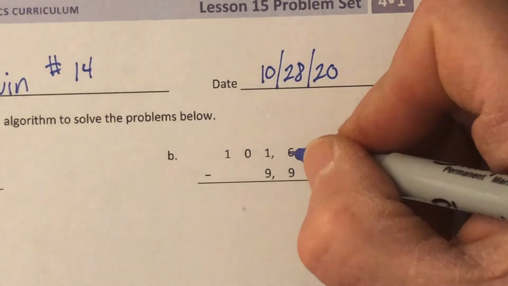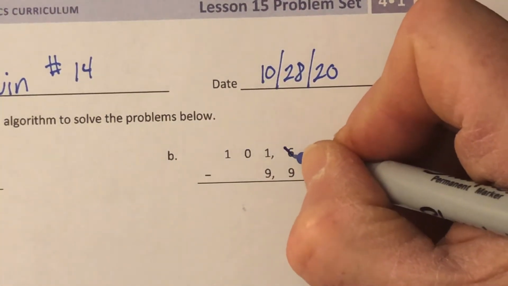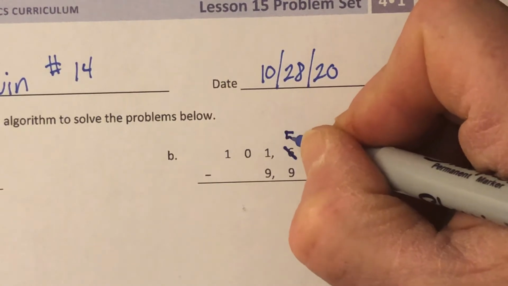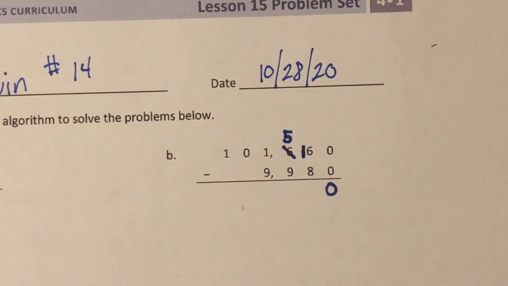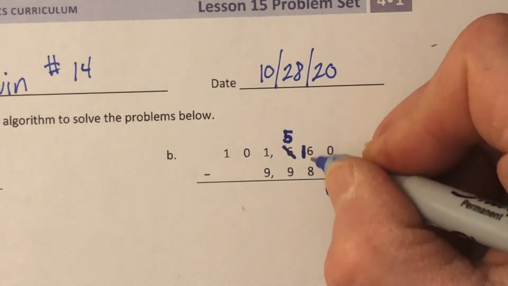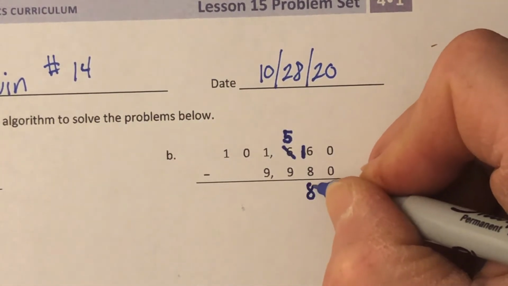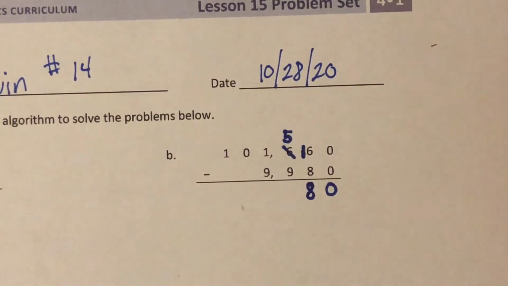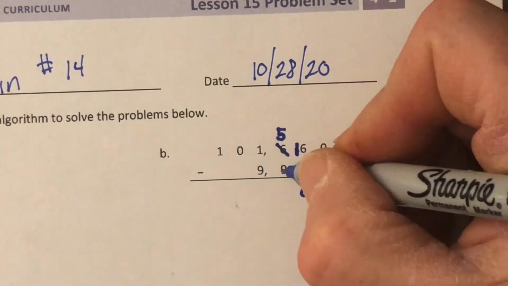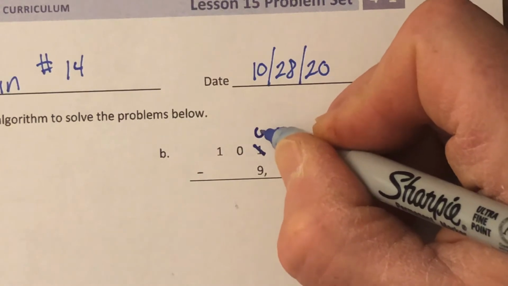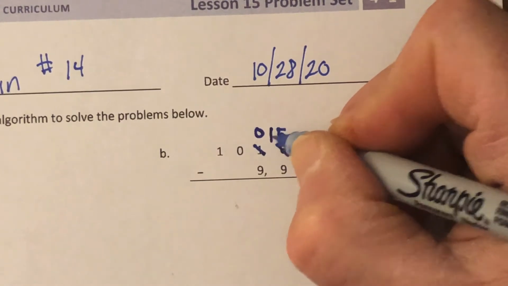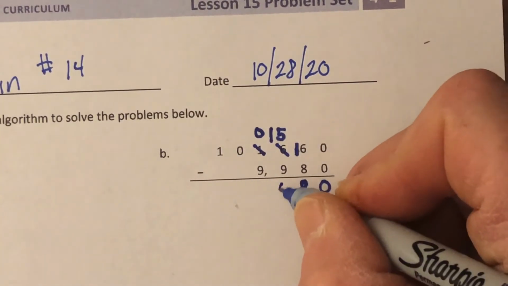So I'm going to borrow from the hundreds place, cross out the 6, leave a 5. Now I'm going to take that 100, put it in this place, so I have 16 tens. 16 minus 8 is 8. Reminds me of the last problem we did. 5 minus 9, I can't do it. Cross out the 1, leave 0. 15 minus 9 is 6.